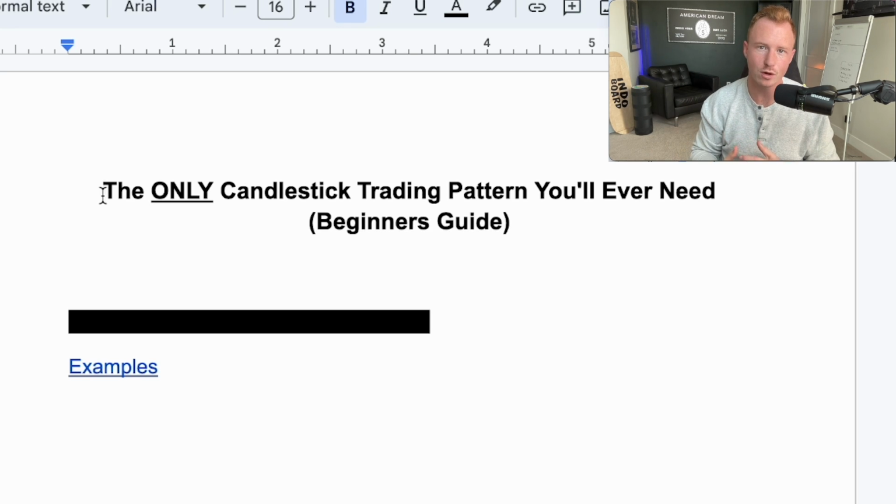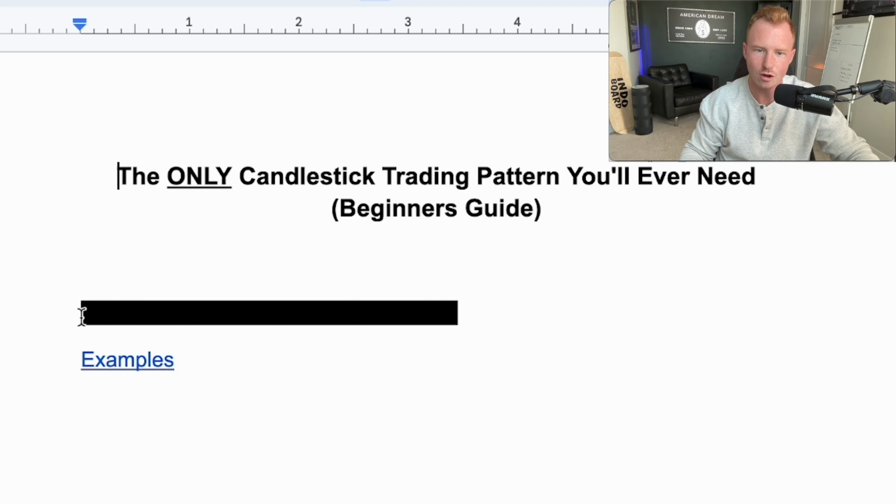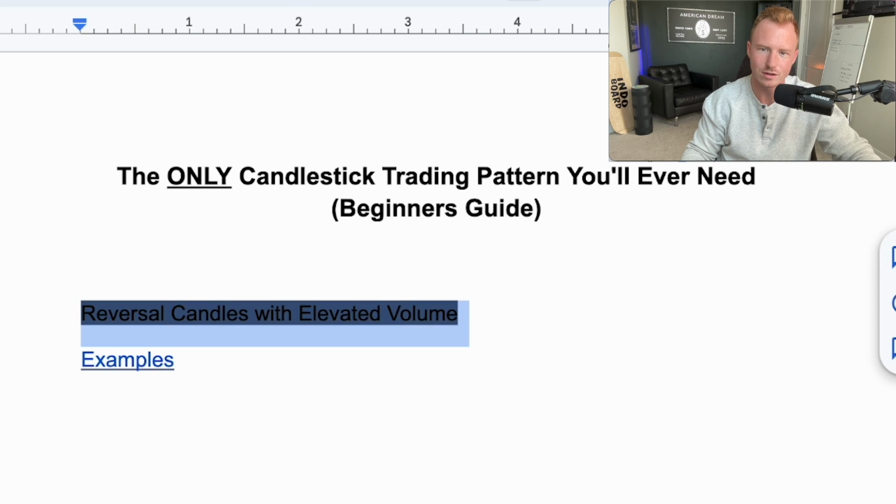Then I'll show you an example of a real trade that I took this morning that ended up making me around $6,400 on my trade today. This is the only trade I took. As you can see, I do trade in 20 different accounts, so that's why there's so many different 300. So anyways, let's go back here and go over what this candlestick pattern actually is.